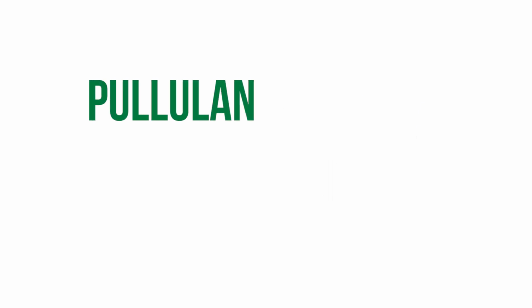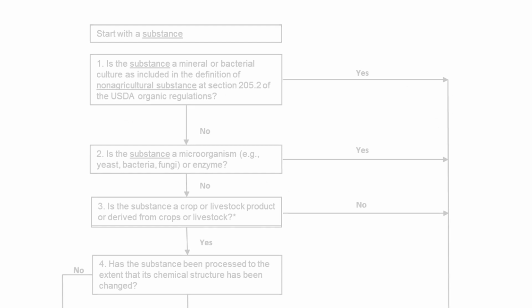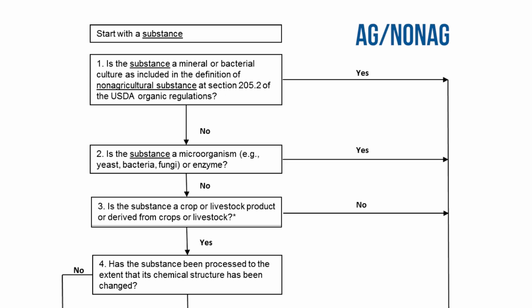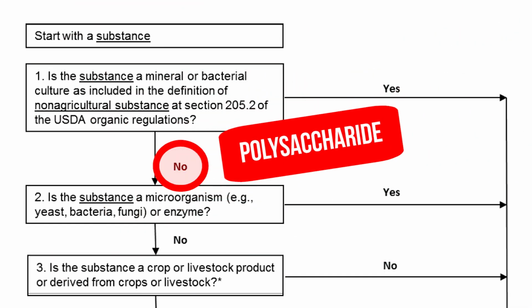Polyolin, which is used in capsules that are used by organic dietary supplement manufacturers. The first question of the decision tree for ag, non-ag is: is the substance a mineral or a bacterial culture as included in the definition of non-agricultural substances? The answer is no. Polyolin is not a bacterial culture. It is a microbial metabolite isolated from a culture medium or fermentation broth, so it's really a polysaccharide.